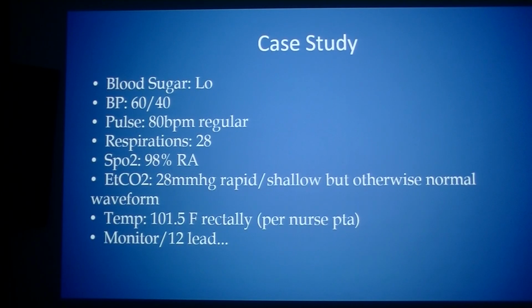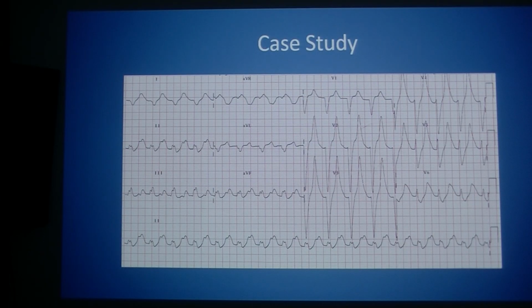Blood sugar reads low. Blood pressure is 60/40. Pulse is 80 beats per minute and regular. Respirations are 28, 98% on room air. End tidal is 28, rapid and shallow but otherwise normal waveform. Temp is 101.5 rectally per the nurse prior to arrival. And let's look at the 12 lead. So we see those sine waves, we see the peak T waves, so we're thinking hyperkalemia.